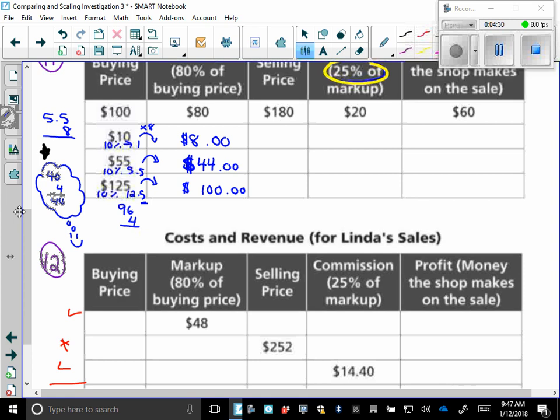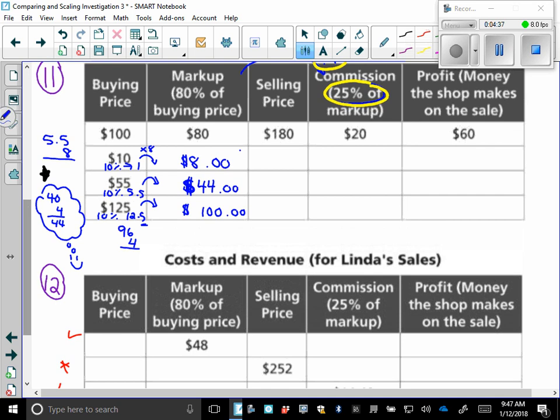And so I'm going to take each one of these numbers here in the buying price column and divide them by 4. So that's $2. And then 44 divided by 4 is $11. And this is $25. So that's your commission. And remember, commission's like what the person that made the sale gets. It's a pocket that money. And they might even have a salary too.